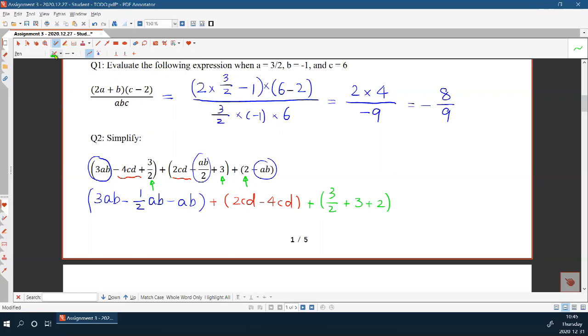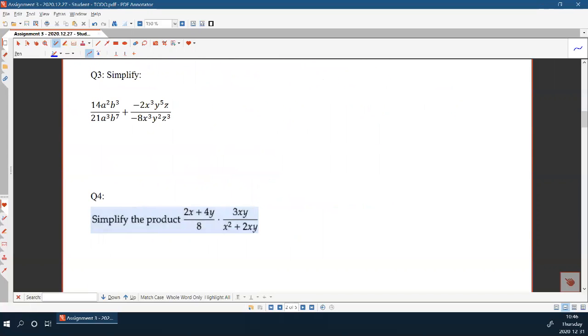Okay, and then we try to merge all the terms. First, we have 3/2 AB. Next, we have minus 2 CD. Next, we have 13/2, right? Okay, any questions? No? Okay, let's see the next one.